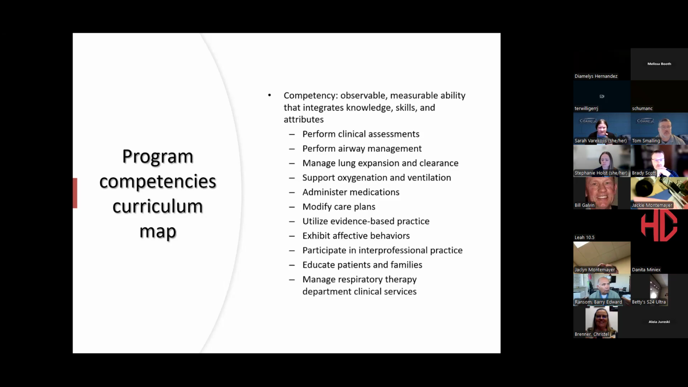And I just want to remind everybody that a competency is an observable, measurable ability that integrates knowledge, skill, and attributes. It's all of those things together. So when you look at this list, this is not what's on the detailed content outline of the RT exam. It's related, there is definitely a relationship between the two, but a competency is really about that observable, measurable knowledge, skill, and attribute.